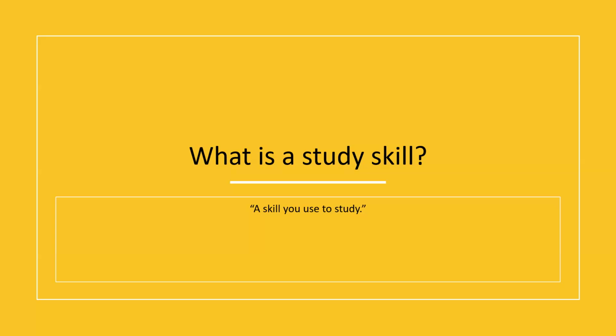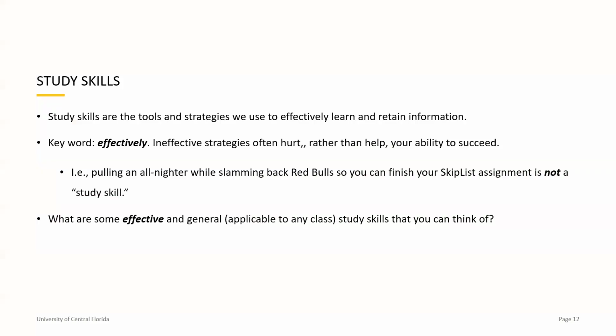Systematic method. Good. Like a method you use to study, right? Right. So study skills are tools and strategies or methods you use to effectively learn and retain information. Keyword here is effectively. Ineffective study strategies often hurt your ability to succeed.